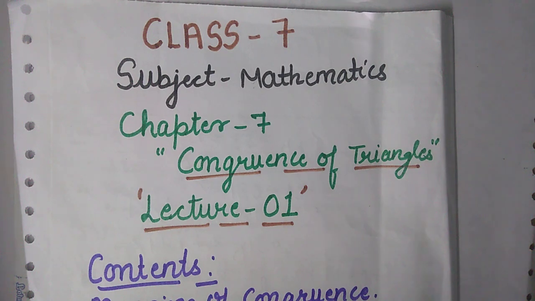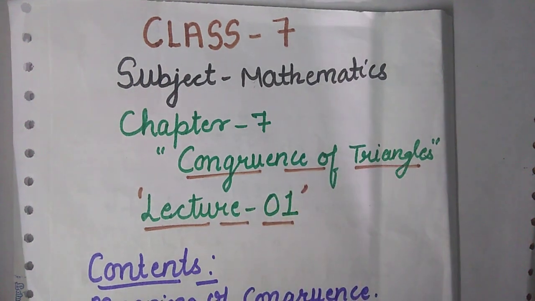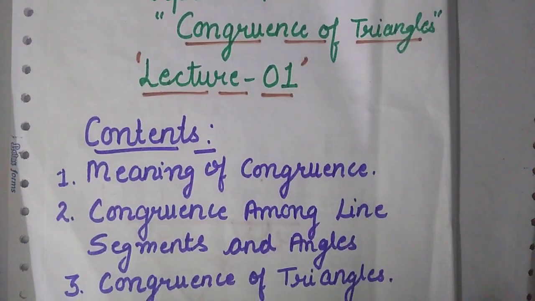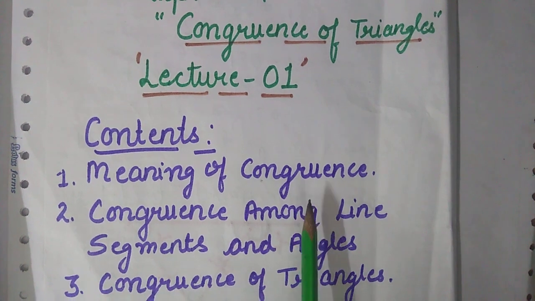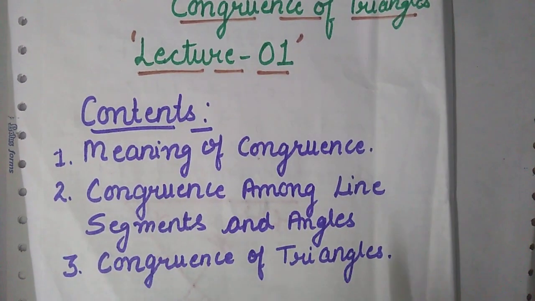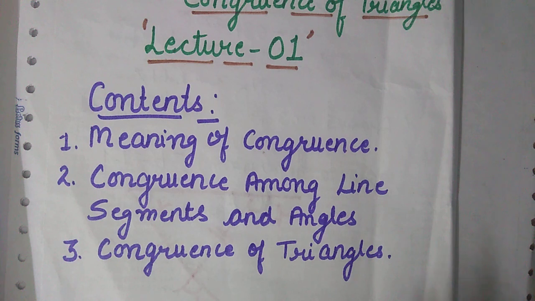From this lecture, we are going to start with our new chapter, that is congruence of triangles. So this is lecture number 1 of chapter number 7, congruence of triangles. In this lecture, first we will learn the meaning of congruence, then congruence among lines, segments and angles, and after that we will start with congruence of triangles. Okay, so let us start with the meaning of congruence.